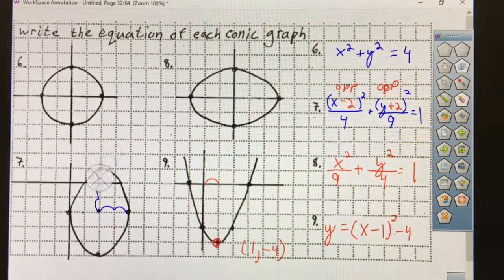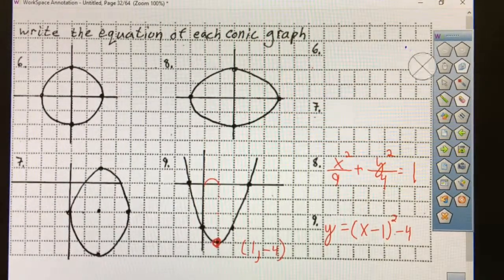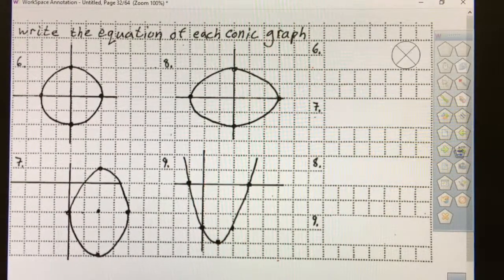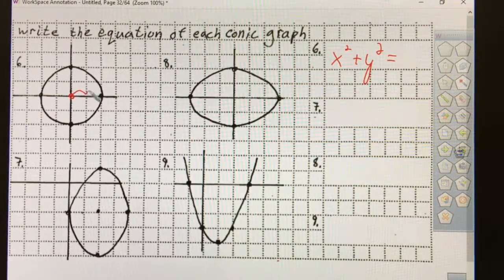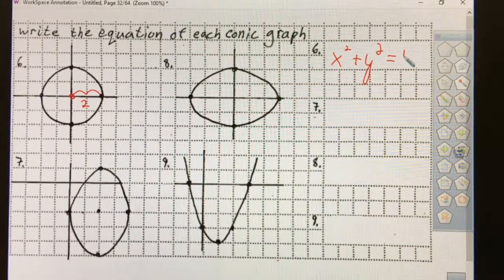I want to write the equation when I'm given the shape. So this is a circle. It centers at 0, 0, so that's just going to be x squared plus y squared. Now you have to find out what the radius is. The radius of this circle is 2. So 2 squared is 4.